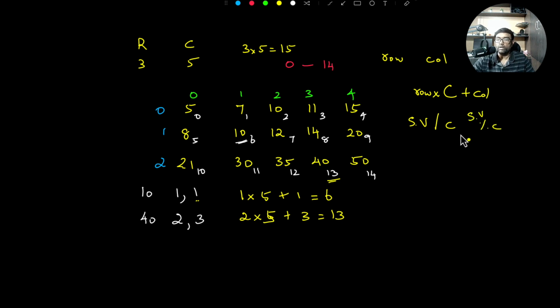Single value modulo. Let's take any cell. Let's take 20. What is the value? 9. To get the row index, it is 9 by C, which is 5. It is integer arithmetic, so the row index will be 1, because for 9 by 5 you should not say 1 point something. The row index is equal to 1. For the col index, it is modulo. 9 modulo 5. The remainder is 4. You can see 20 is 1, 4.